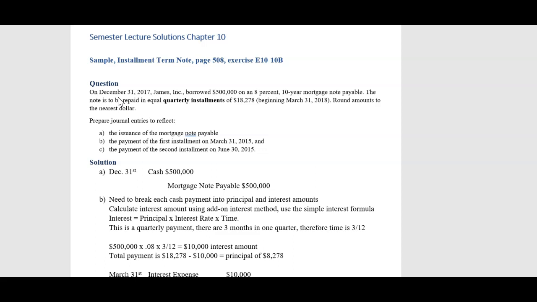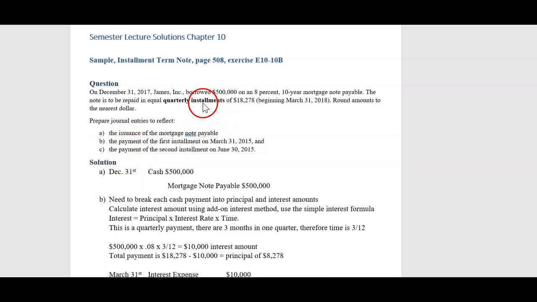And our problem reads, on December 31st, 2017, James Inc. borrowed $500,000 on an 8% 10-year mortgage note payable. The note is to be repaid in equal quarterly installments of $18,278 beginning March 31st of 2018. We're going to do journal entries to record the issuance of the mortgage note payable and then to record the payment of the first installment and the payment of the second installment.